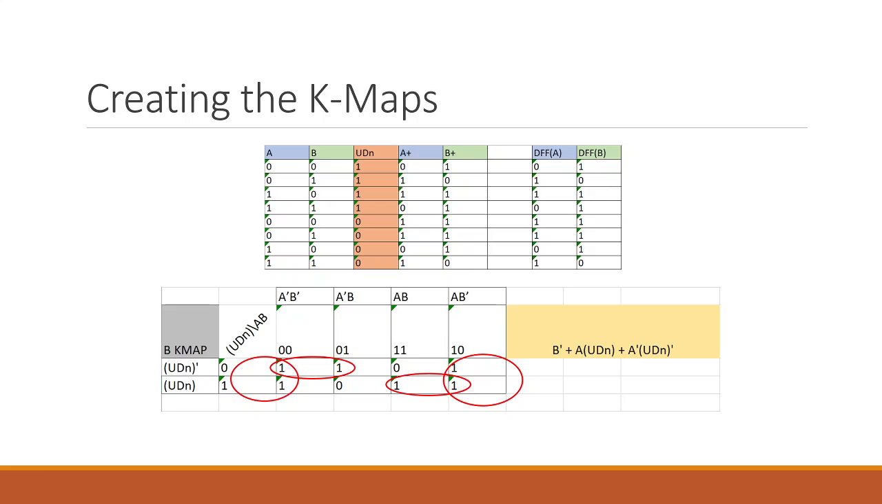Creating the K-map for B is done the exact same way. We group these 4 ones by crossing over the K-map, and that gives us not B as the only commonality between those 4. Then we group these 2 ones here, and the commonality between these 2 columns is not A, and it's in the not UDN row. So that gives us not A, not UDN. Then over here we see another commonality in these 2 ones: we get an A, and it's in the UDN row. So then we get A UDN.